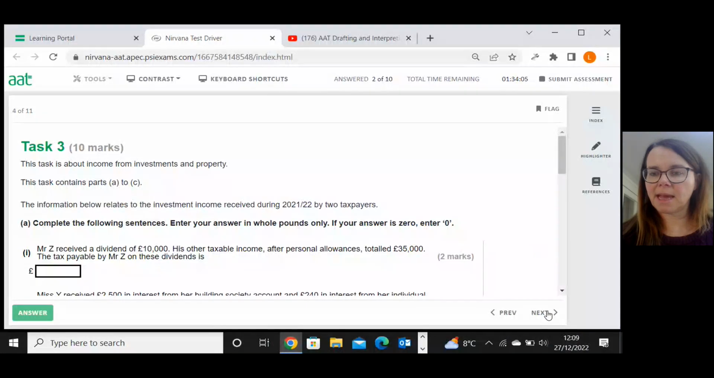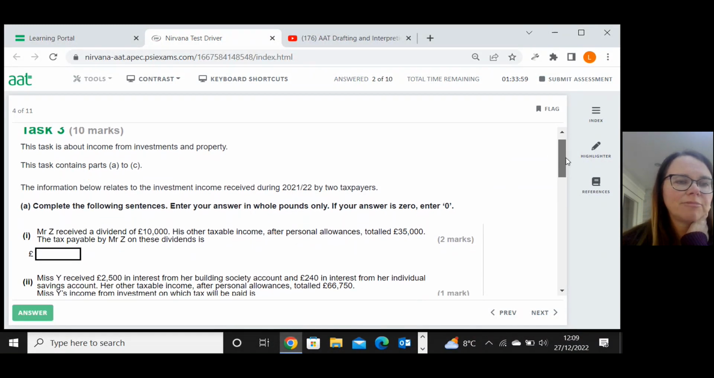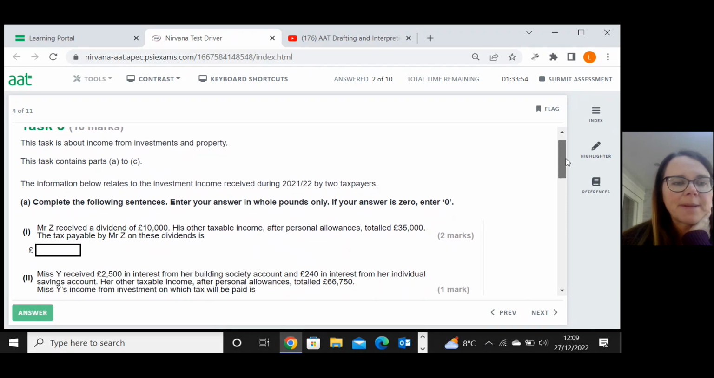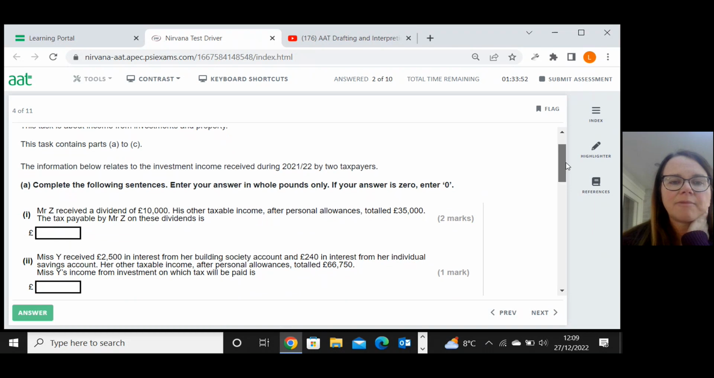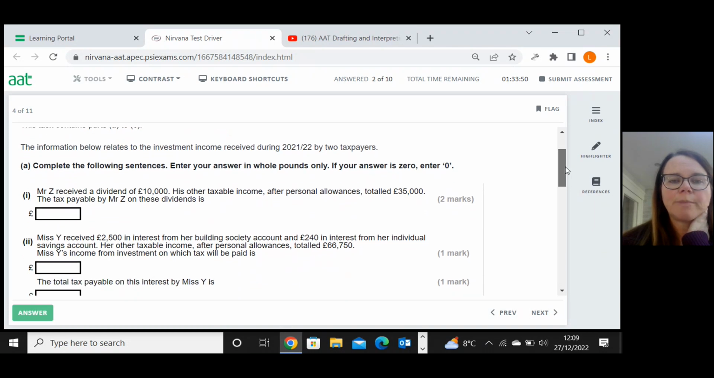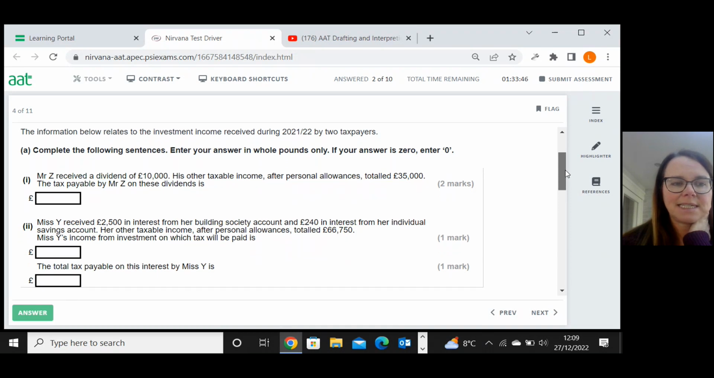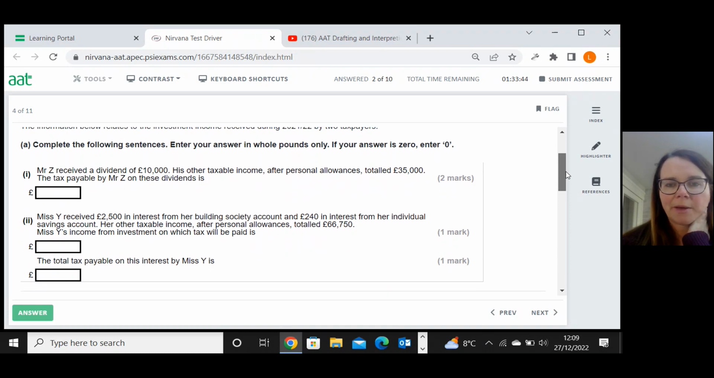Moving on now to task number 3 on the PNTA sample assessment number 1. Task number 3 is about investments and property, 10 marks. The information below relates to the investment income received during 21-22 by 2 taxpayers. Complete the following sentences. Whole pounds, and enter 0 if applicable.